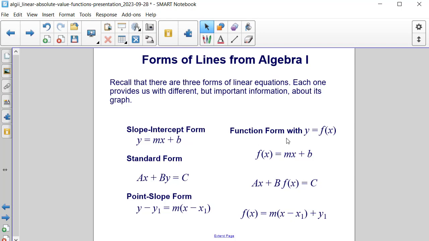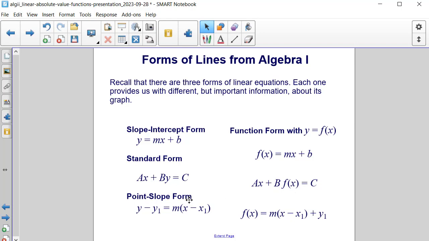If we were to rewrite slope-intercept form in function form, we would have that f of x is equal to mx plus b. The next form of a linear equation is standard form. We have ax plus by equals c, and if we write it in function form, it would be ax plus b times f of x is equal to c.